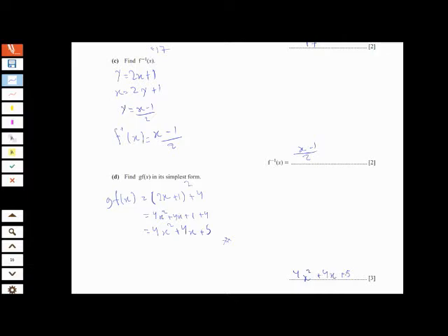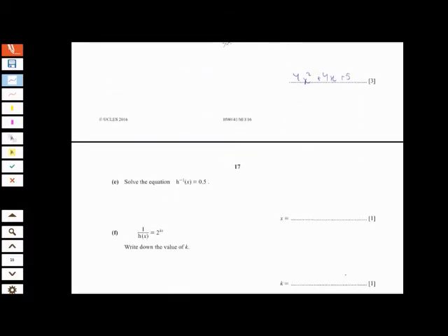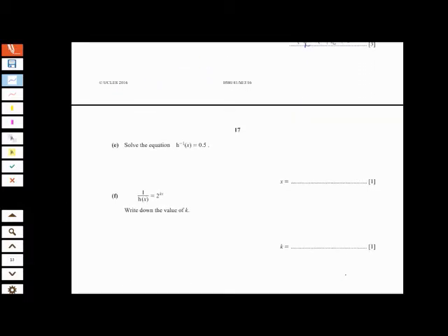Okay. And now solve the equation h inverse of x equals 0.5. The function h, if you don't remember, was 2 to the power of x. And now that's a bit tricky. Solve the equation h inverse of x. Of course, that's an exponential. The math syllabus does not cover finding the inverse of an exponential function. So there must be a trick here.